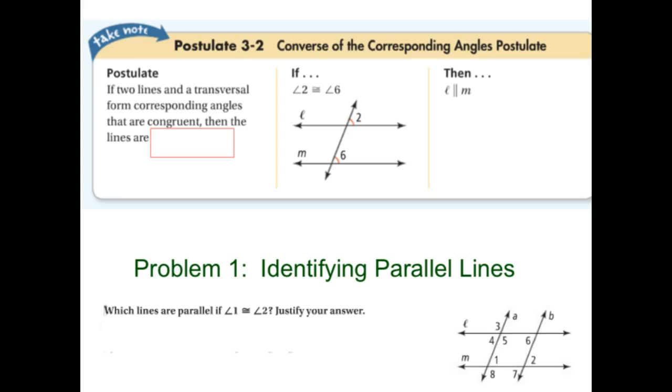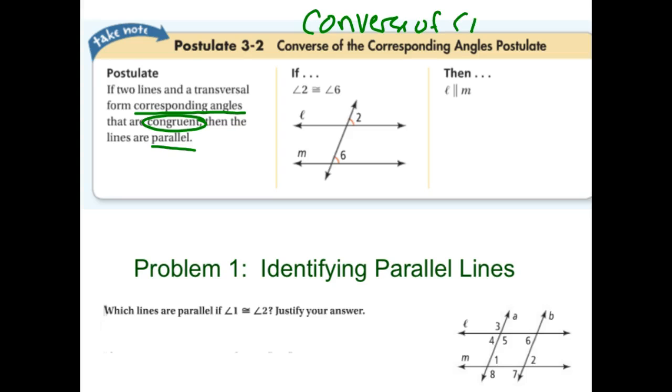So about halfway down the page, it talks about the converse of the corresponding angles postulate. The converse of the corresponding angles postulate says, basically, if you have corresponding angles that are congruent, then you have lines that are parallel. So that's your blank you've got to fill in. It's pretty handy. It lets us come up with a bunch of different relationships. I typically abbreviate this as converse of CAP, corresponding angles postulate.